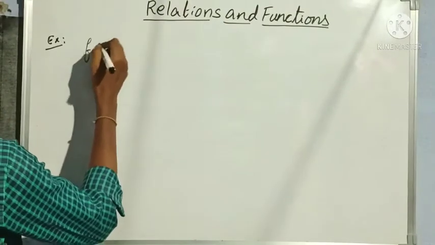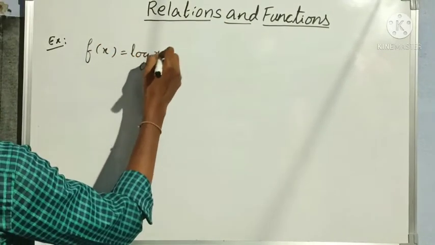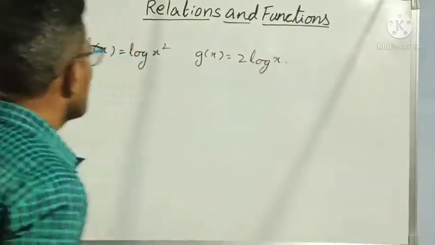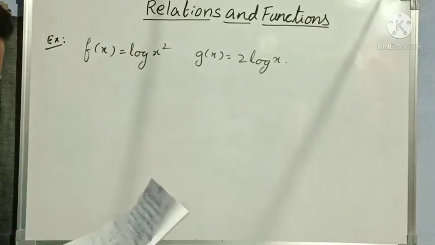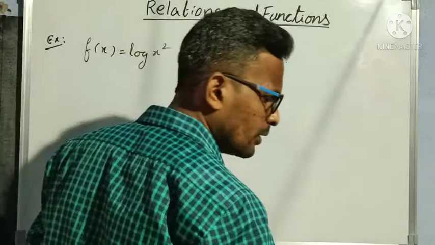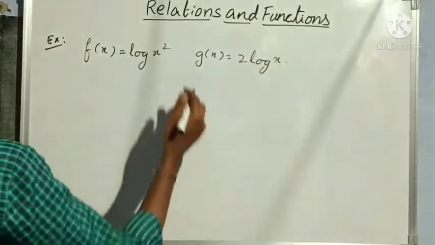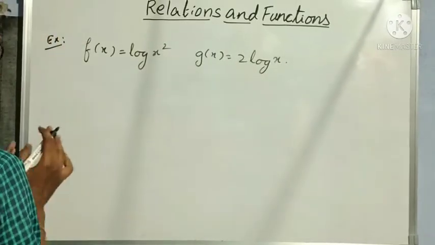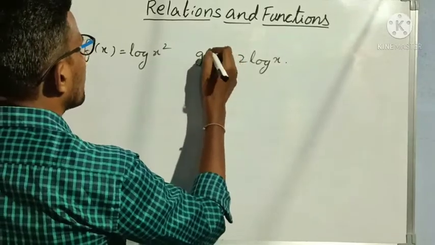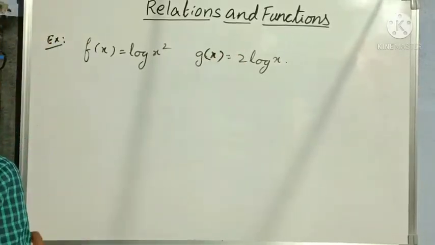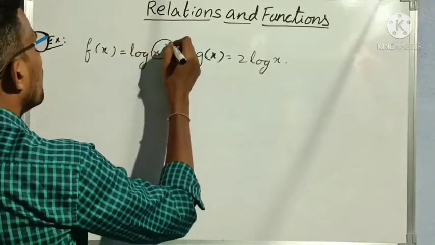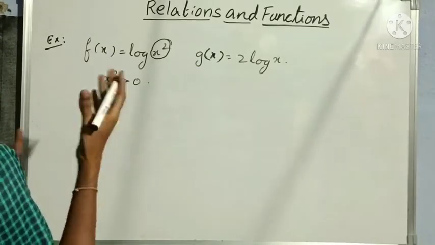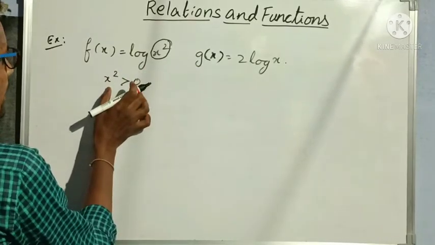So f of x is equal to log x square and g of x is equal to 2 log x. These are the two functions. For this also we have to find whether these two functions are identical or not. So log x square, again here also we should not simplify that m log a is equal to log a power m. We should never do. Understood? Whatever the function is given, for that only we have to find out domain and range. Okay. So here also my x square is greater than 0. Why? Because log of negative values and log 0 are not defined. So x square should always be greater than 0.